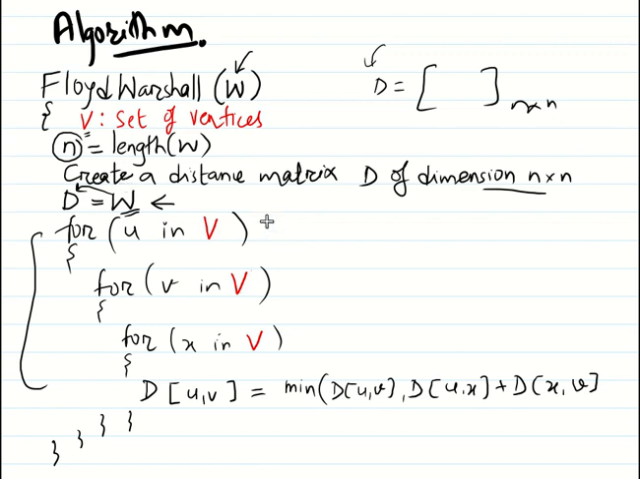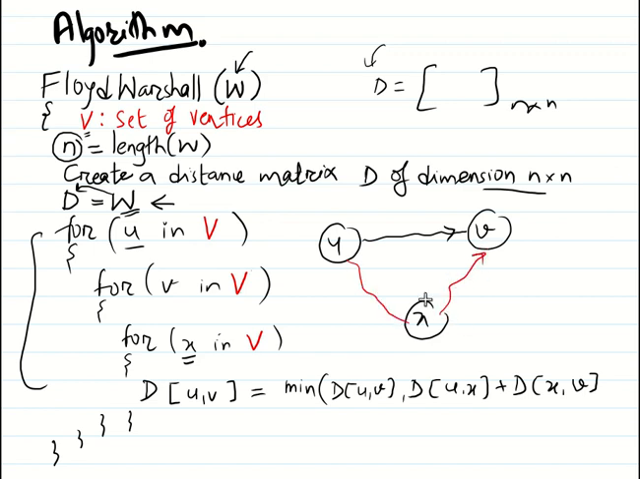Now I'll explain the significance of this loop. U is our source and V is our destination. We'd like to find the shortest distance from U to V, and we may have an intermediate X. So we may have one more path from U to X and from X to V. So what we are doing here is: the distance from U to V is this one, the distance from U to X is this one, and the distance from X to V is this one. Whichever is minimum, I update my distance matrix with it, and I am doing this for all sources, all destinations, including all the intermediates.